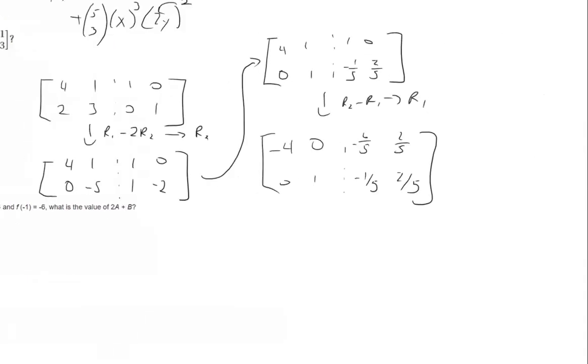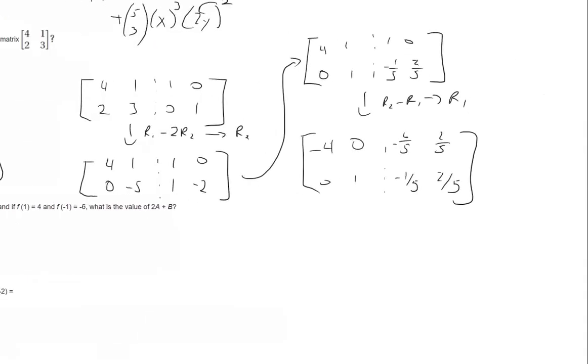And then, let me go from here. We can just divide row 1 by negative 4. So we get 1, 0, 0, 1, the identity matrix on the left-hand side. And when we divide by negative 4, we get 6 over 20, and we get negative 2 over 20, minus a fifth, and 2/5.